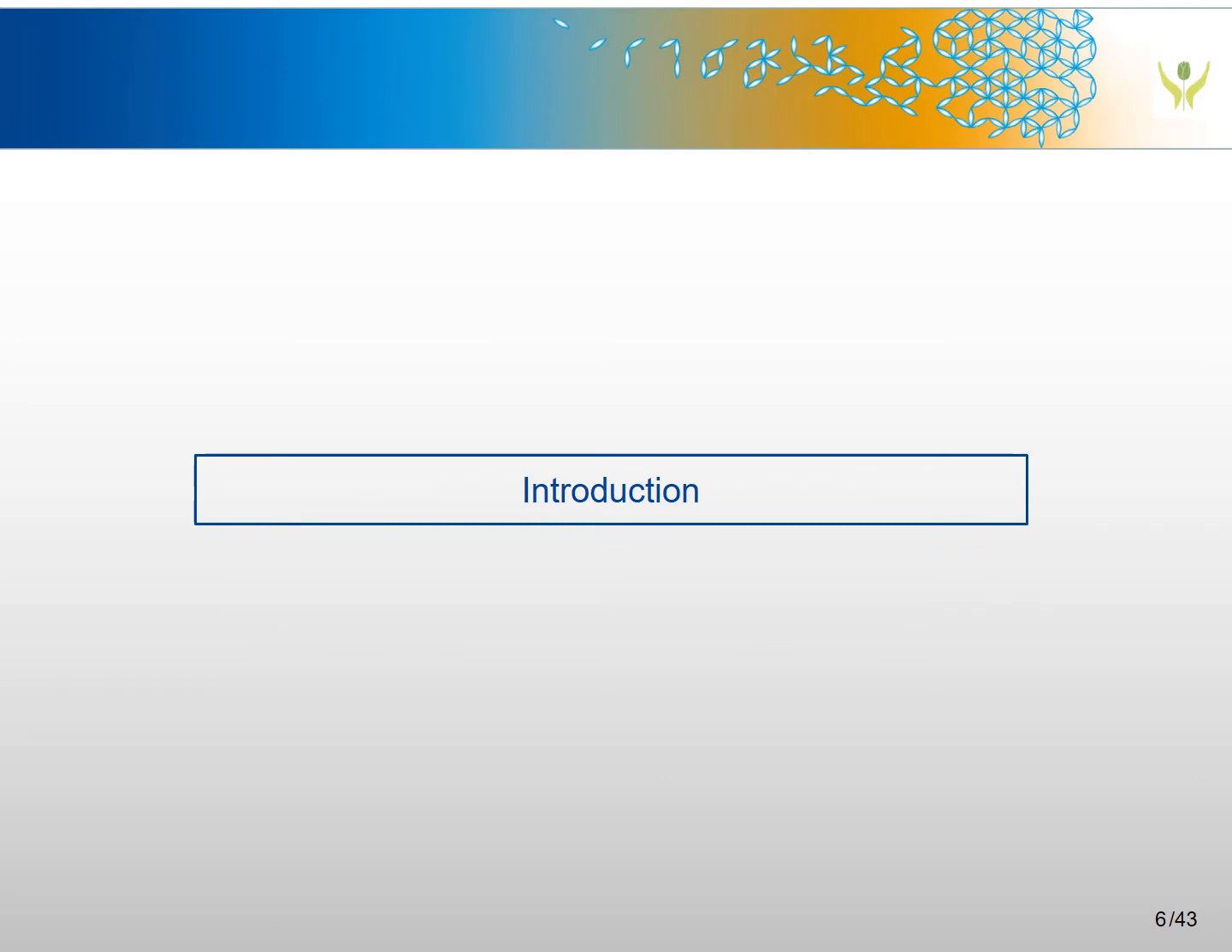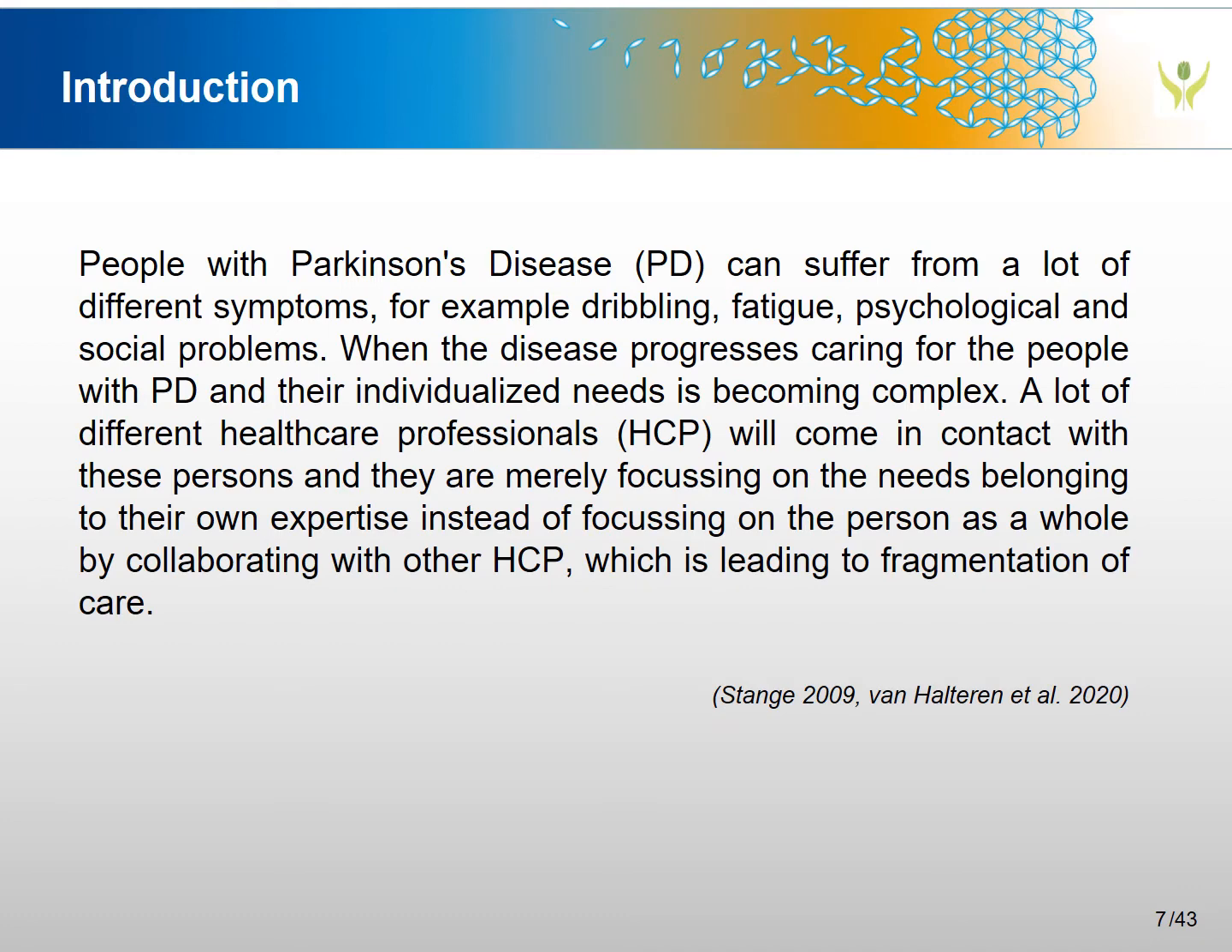First of all, some introductory facts. People with Parkinson's disease, abbreviated as PD, may experience several different symptoms, such as tremor, dribbling, fatigue, reduced balance, and psychological and social problems. As the disease progresses, taking care of people with Parkinson's disease and their individual needs becomes more complex. Patients will then come in contact with several different healthcare professionals, including but not limited to a neurologist, a psychologist and a physiotherapist.